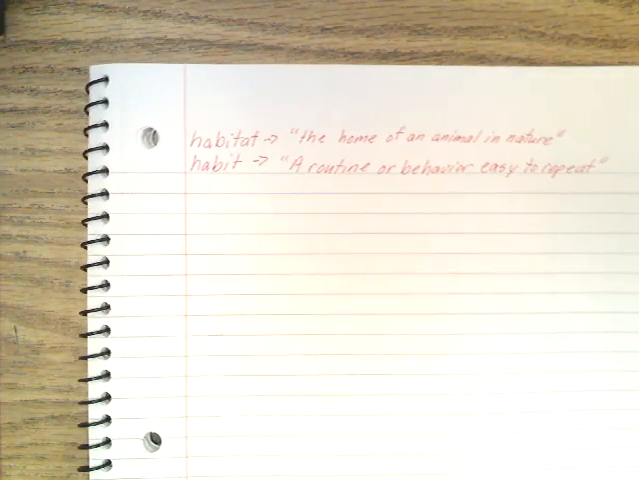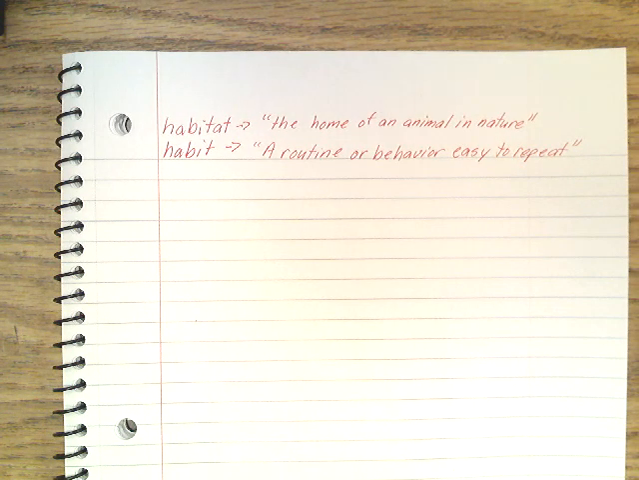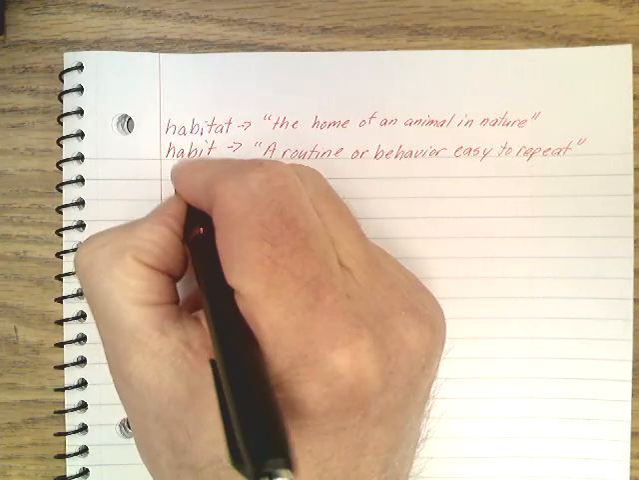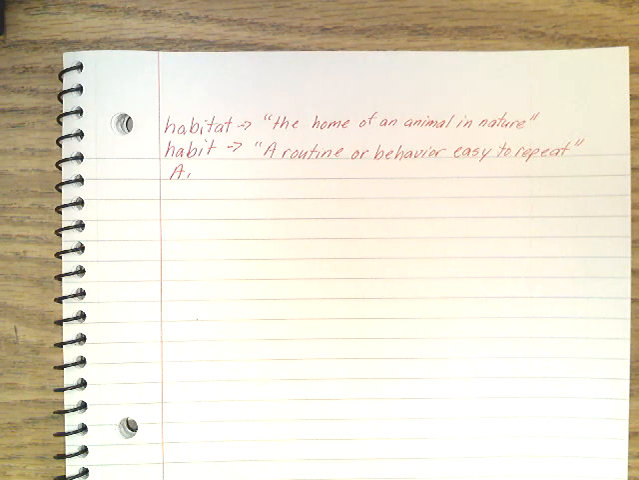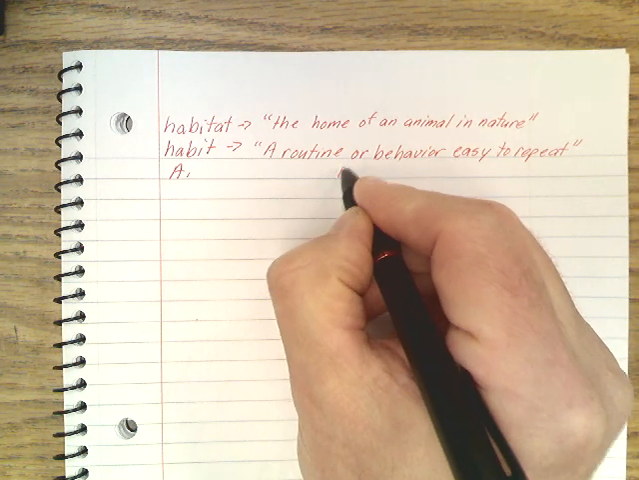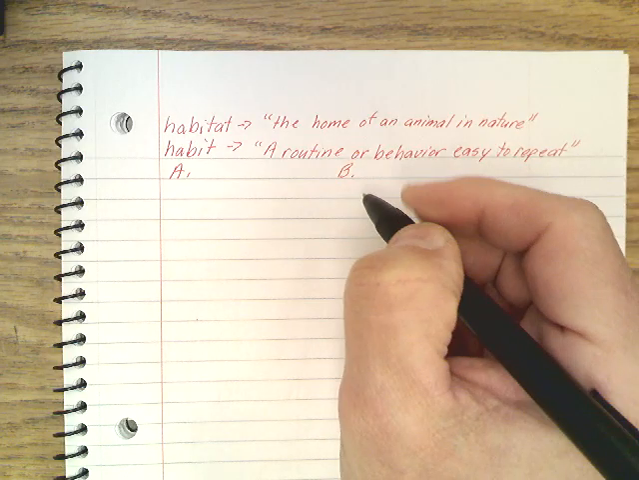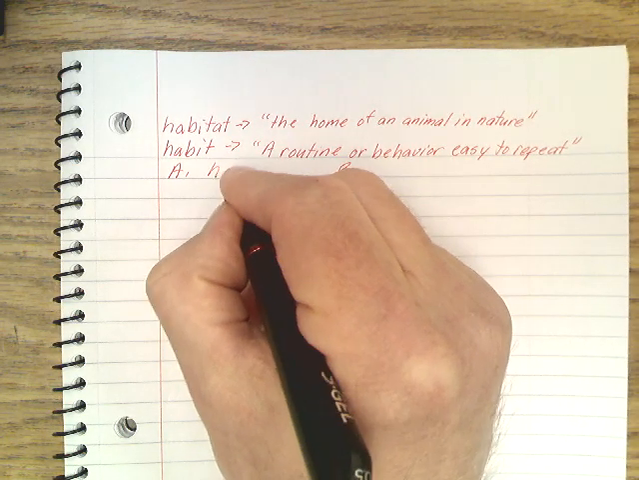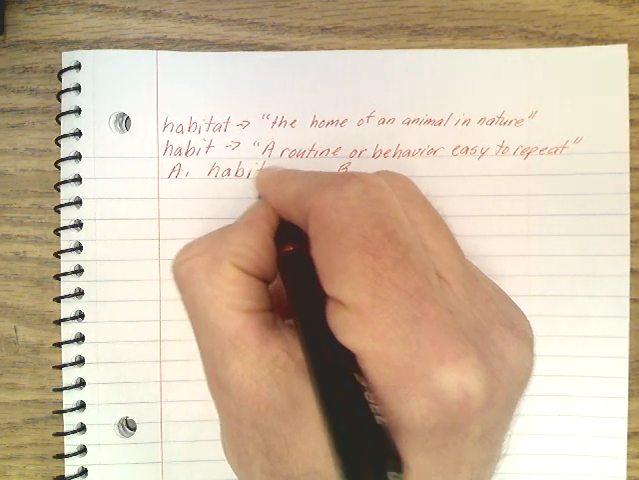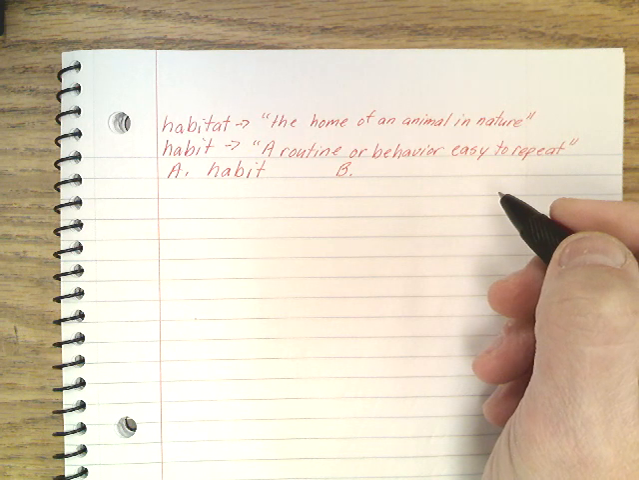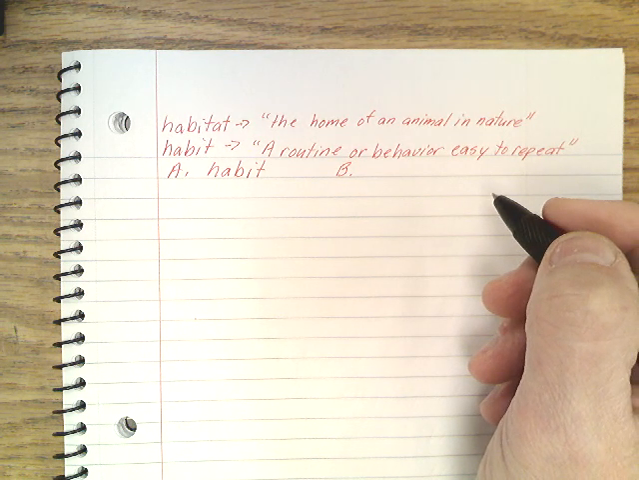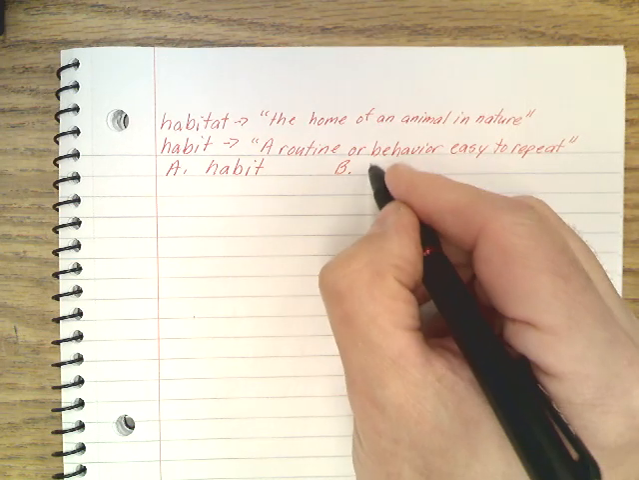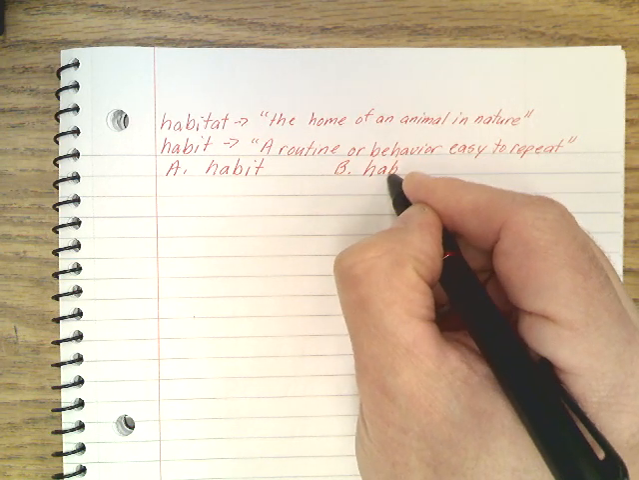I will put them on the notebook right here. So we will start with letter A. It says, Gert is trying to break the blank of chewing her pencil. So habit or habitat? I don't think you can break a habitat of chewing a pencil, so it must be habit. Now letter B. Cactus often grow well in a desert habit or habitat. Hopefully you realize that is habitat.